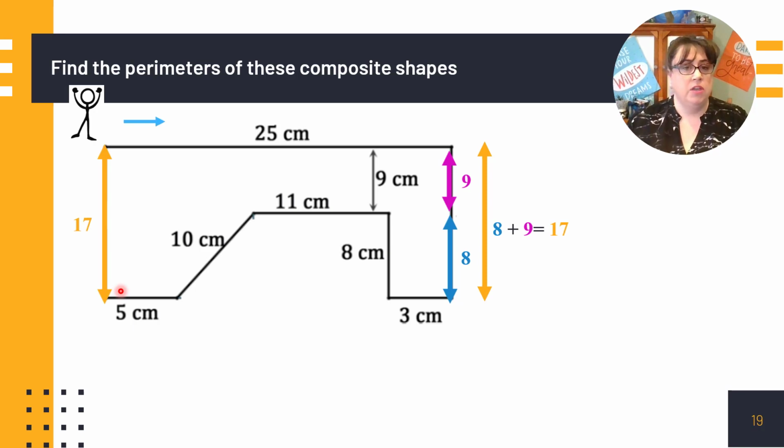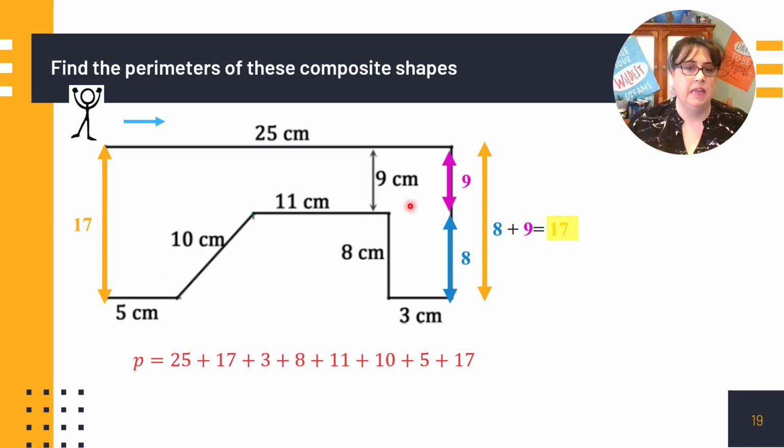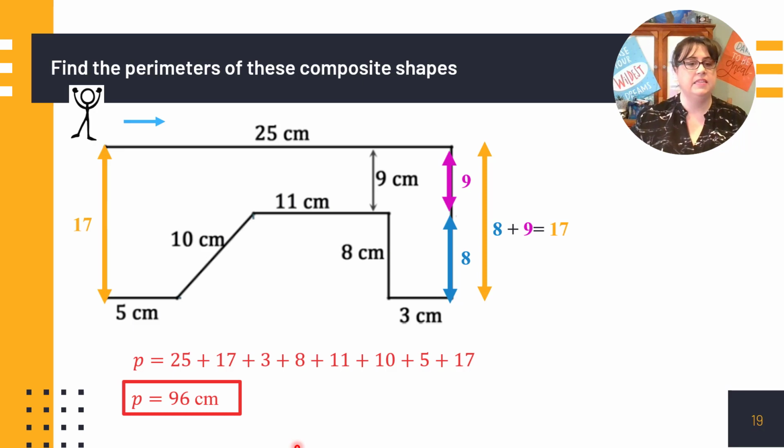And then I always go around clockwise. So my first one is 25, and then my next one is 17, that one I found. And notice, I'm not adding in the 9 because the 9 was inside. And then my next one is 3 plus 8 plus 11 plus 10 plus 5 plus 17. And I'm back to where I started. And so when I add all of those up, I get 96 centimeters.